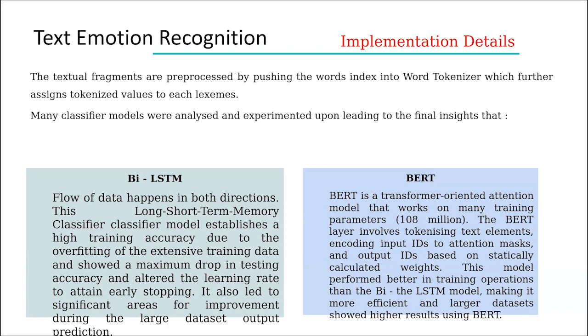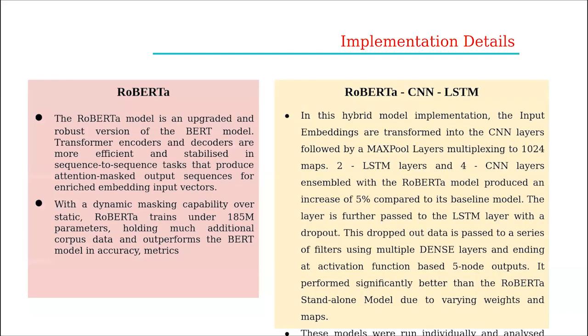This led us to go to the BERT model, which is a transformer-oriented attention model, which works on 108 million parameters. It uses the input IDs and the attention masks, and also statically calculated the weights. This methodology resulted in better testing accuracy than the BiLSTM model, even for large datasets.